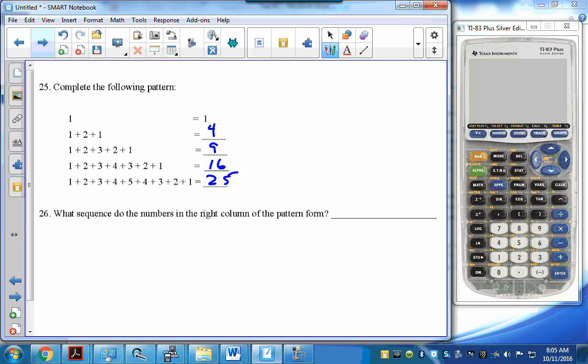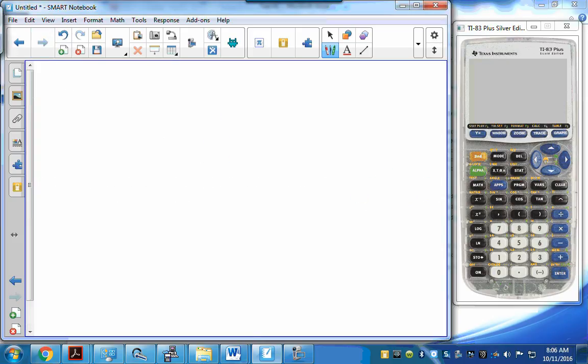What sequence do the numbers in the right column of the pattern form? These are the sequence of squares. Remember, those were the triangular numbers. Adding triangular numbers gives you squares. Okay, and that was it. The last problem was specific to your project, and shame on you if you didn't do well on those. They're very similar to the project problems.